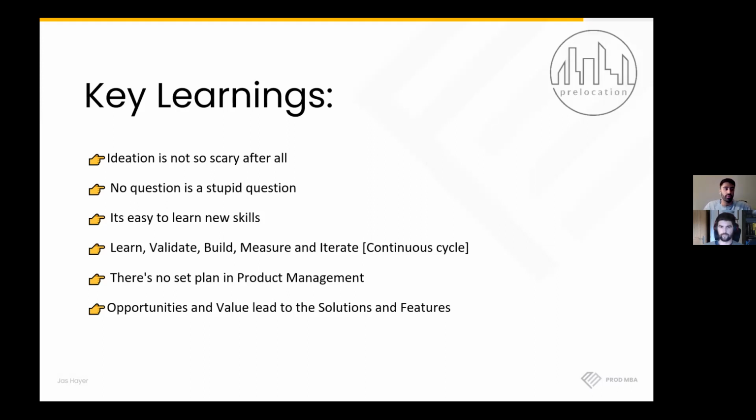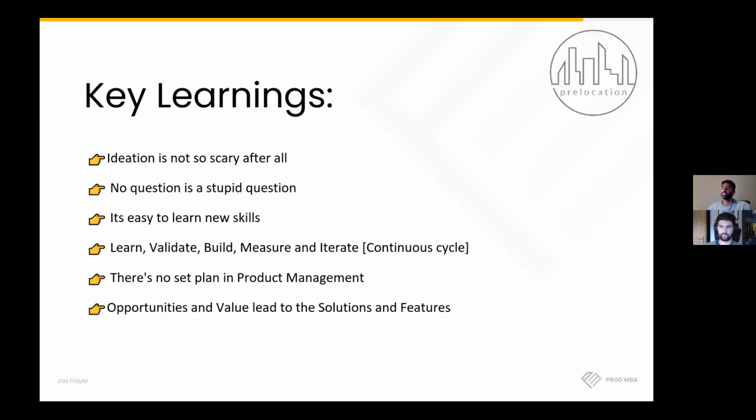So I've never used Figma before. I've never produced a landing page on Wix, but through a simple tutorial from yourself, I've managed to do that. So I think it's going to keep me going, and maybe I can learn future skills as well with a lot more ease. Learn, validate, build, measure, and iterate.